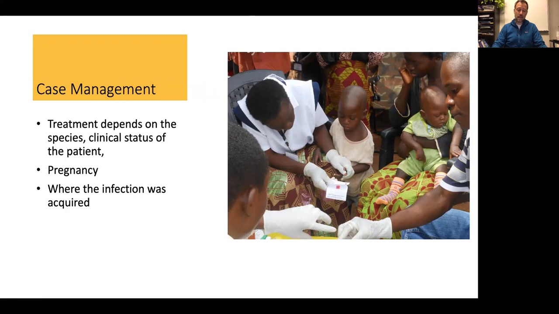Some of the drugs recommended by the World Health Organization in the malaria endemic world are artemether lumefantrine, chloroquine, doxycycline, mefloquine, and quinine. In severe malaria, intravenous quinine is perfused. It should be noted that chloroquine and mefloquine are no longer effective in many parts of the world.